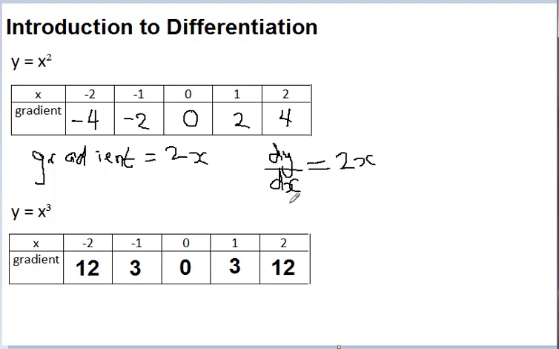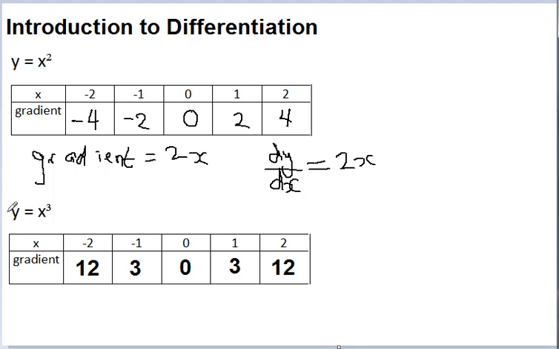And the reason I say this is a function is because obviously x can change, the x coordinates can change. If x is 10, then the gradient is going to be 20, because 2 times 10 is 20. So this is called the gradient function. It helps us find the gradient at any point on the curve.